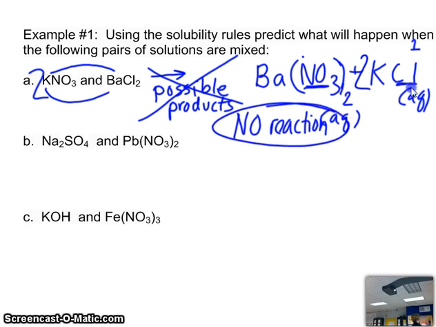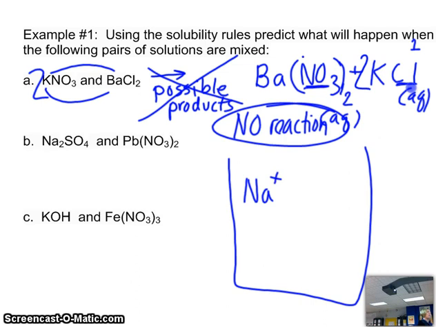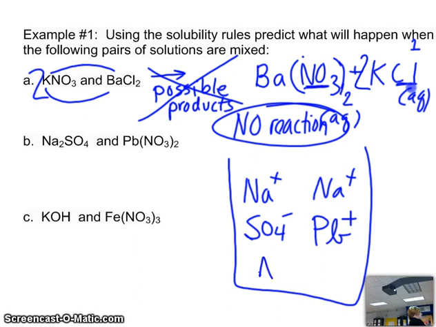Okay? I'm going to give you another way to look at letter B. If you think of letter B, think about breaking them down first. So I'm going to draw this one. You have sodium sulfate, which means you have sodium ions and sulfate ions, right? You've got Na plus floating around in the container and SO4 minus. All group 1, any compound that has a group 1 element is soluble. All nitrates are soluble. So this is really lead ions and nitrate ions floating around in the container.